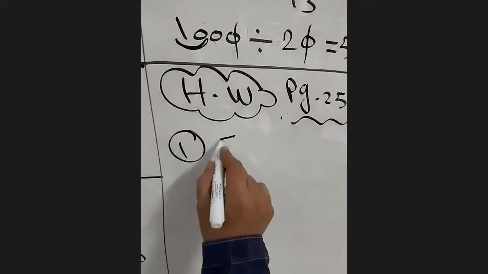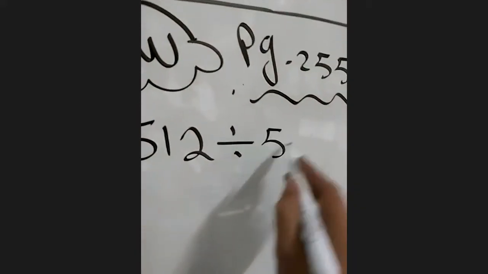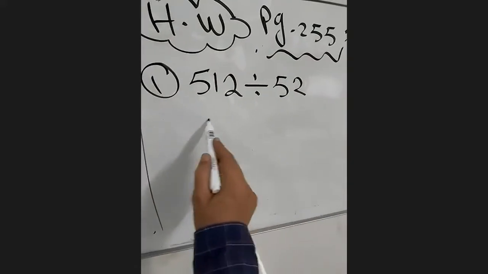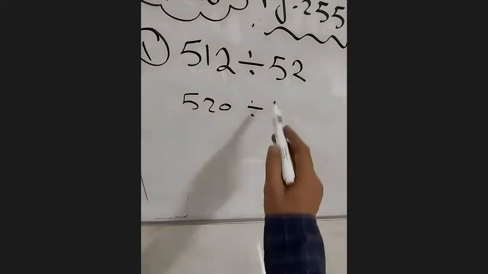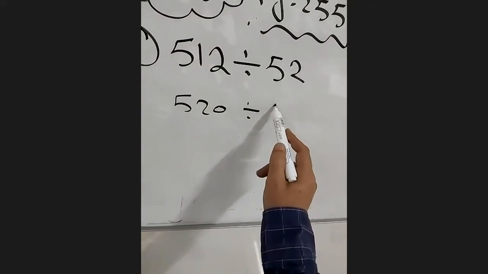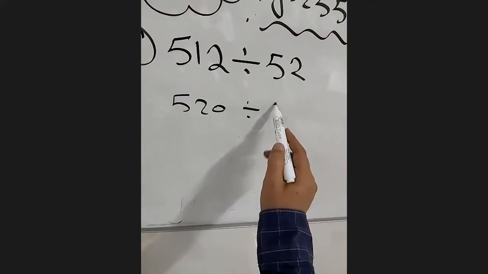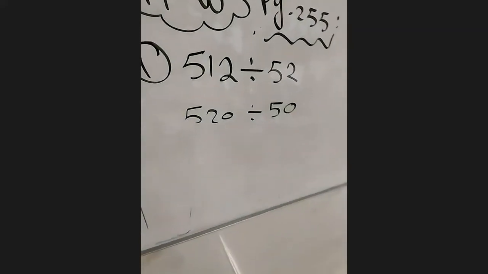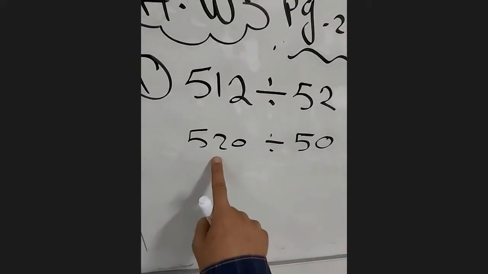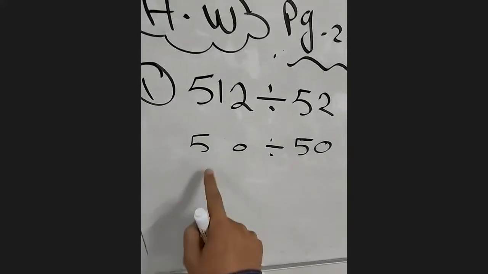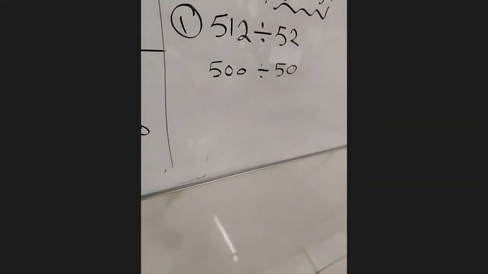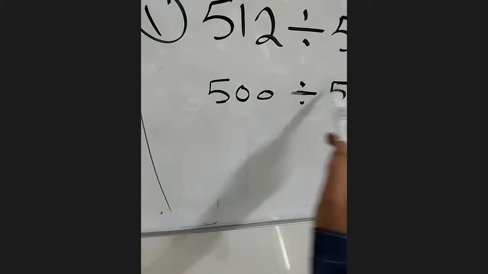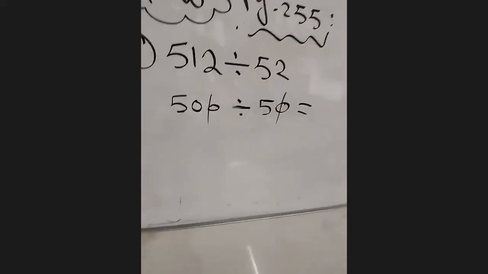520, okay, yes. Divided by what here? Divided by 50. So the zero goes. This cannot be 52 divided by 5. Let's make it 500. Let's round it normally, right? Okay, yes. Zero goes with zero there and there. Now 50 divided by 5 equals 10.